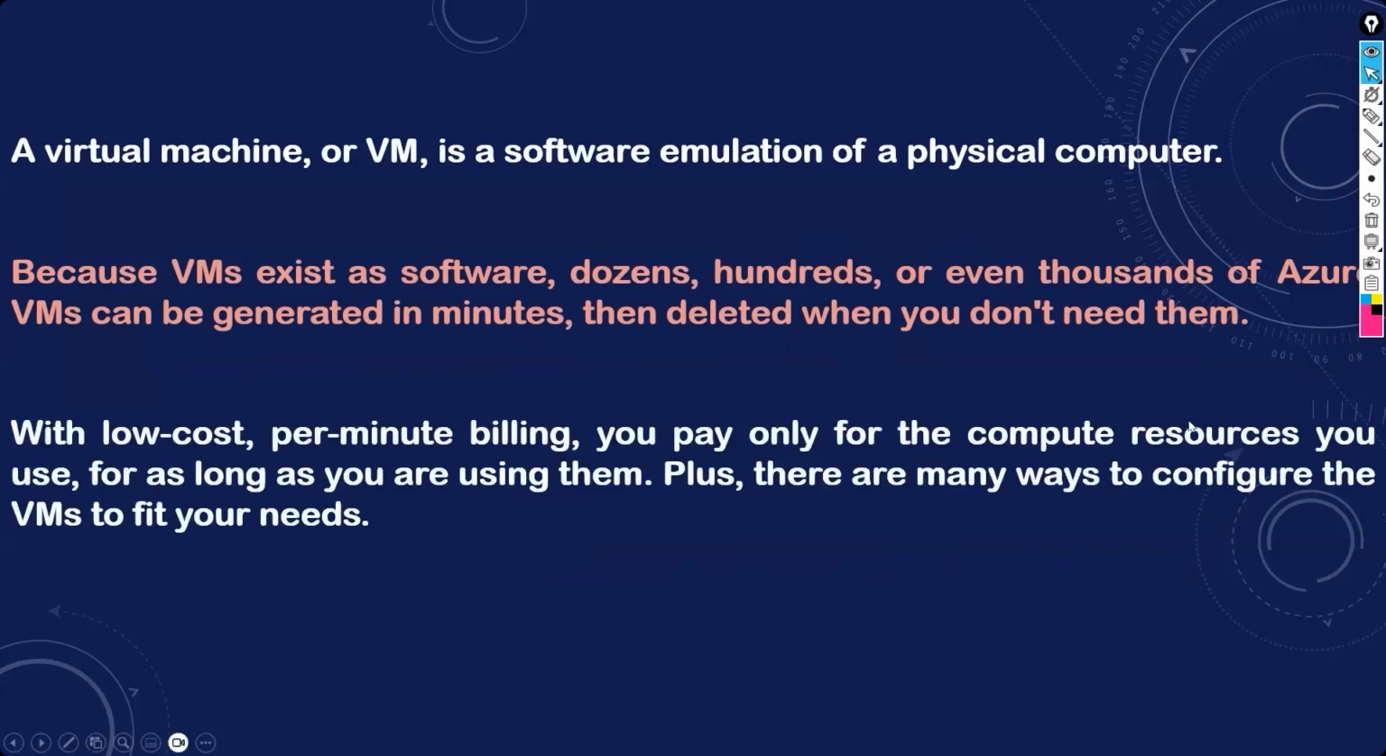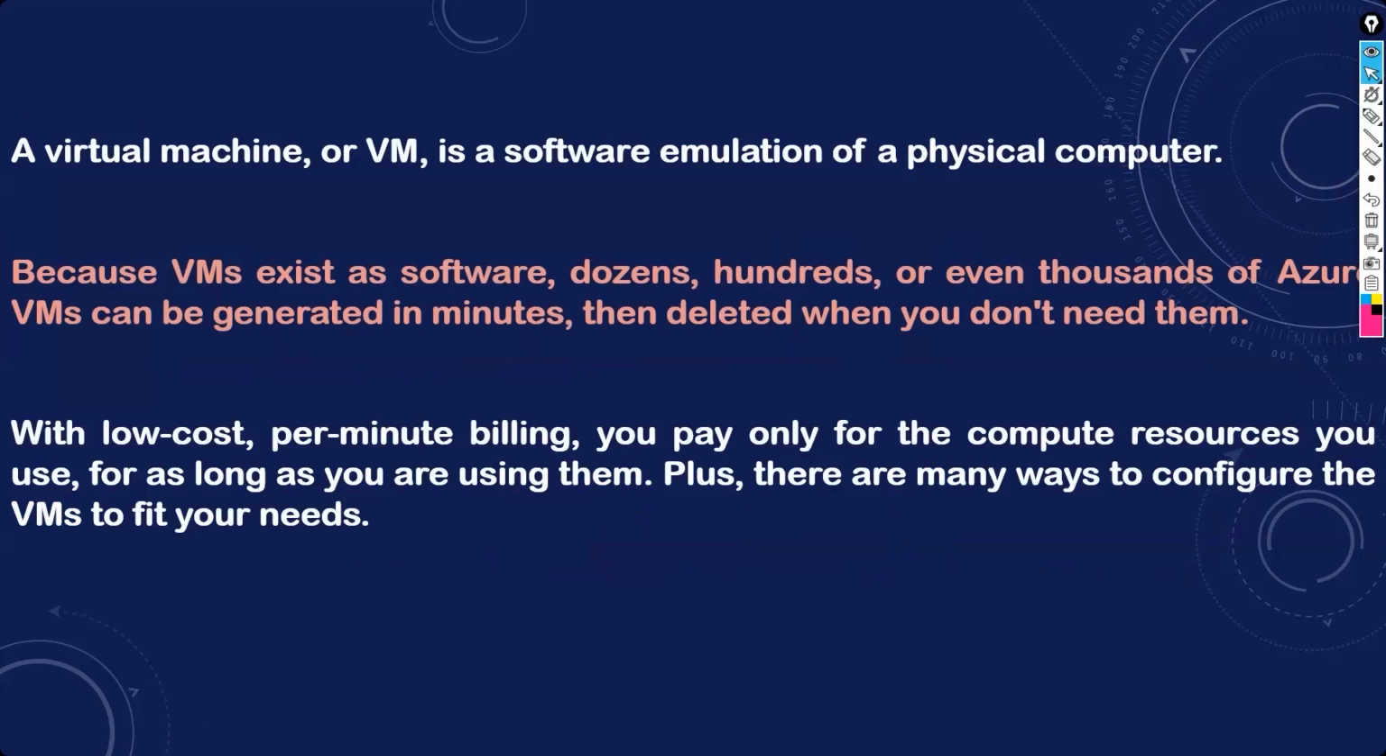So with low cost, per-minute billing, you can pay only for the compute resources you use for as long as you are using them. As we've talked about Azure cloud pricing models, pay as you go. That means you create a machine, use it for 2 hours or 4 hours or only for 30 minutes. The bill is only generated for the number of minutes that you actually use.